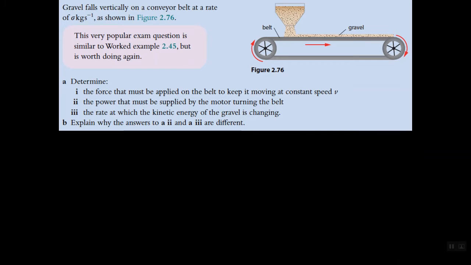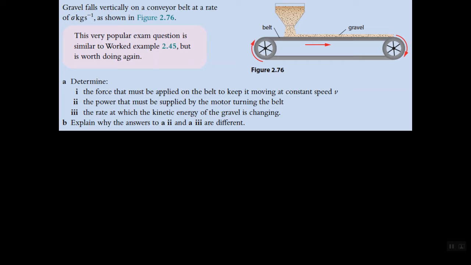Gravel falls vertically on a conveyor belt at a rate of sigma kilogram per second, as shown in the diagram. A very popular exam question. A. Determine the force that must be applied on the belt to keep it moving at a constant speed. This is very similar to the previous slide.